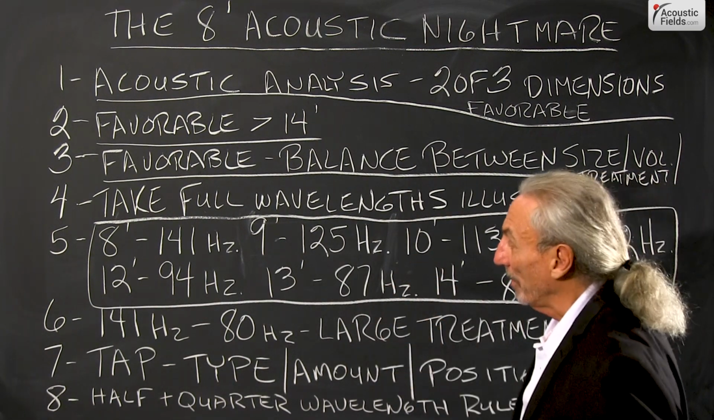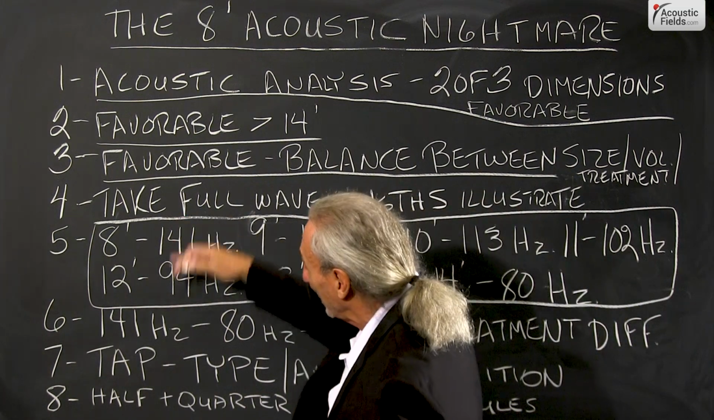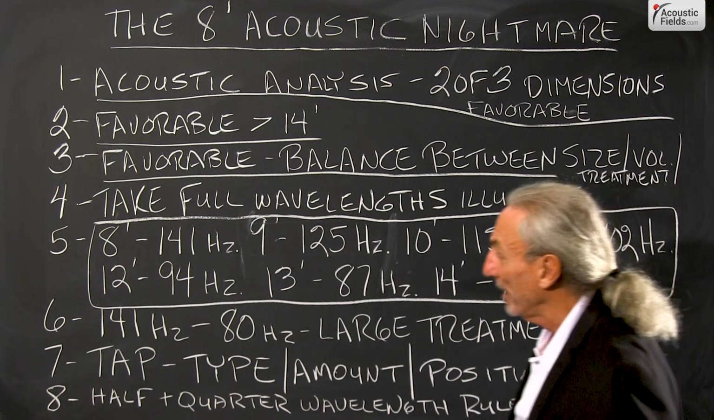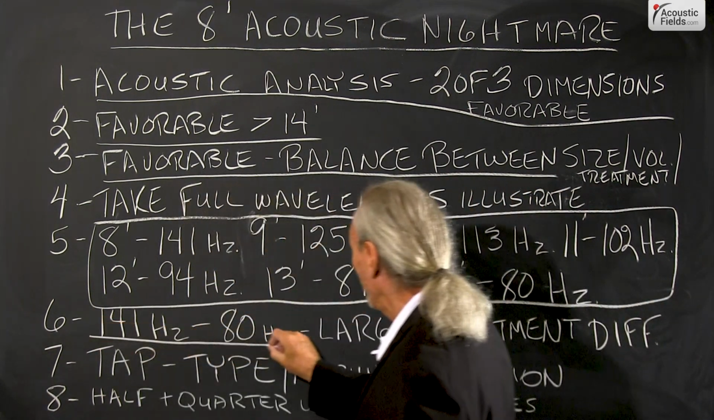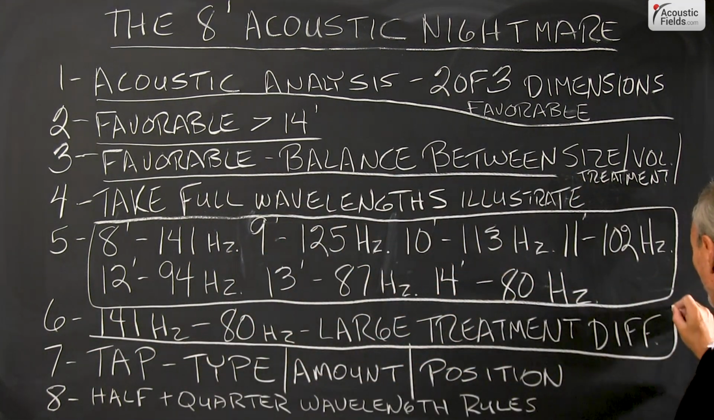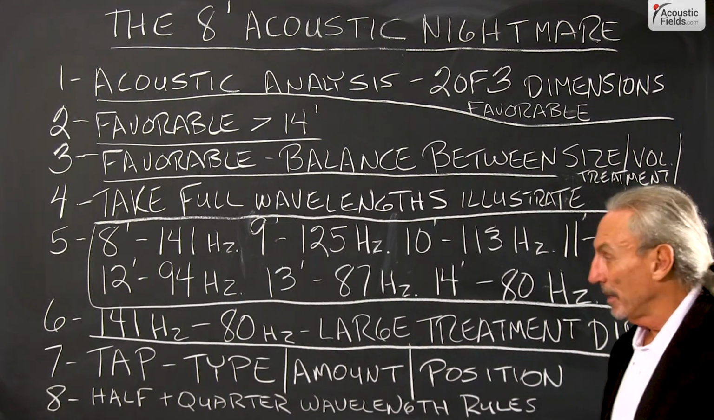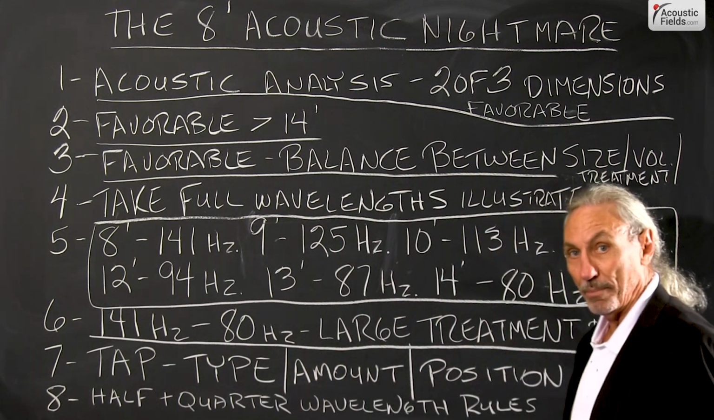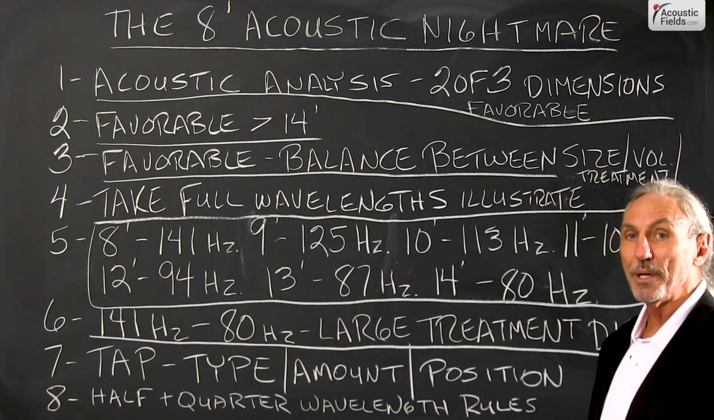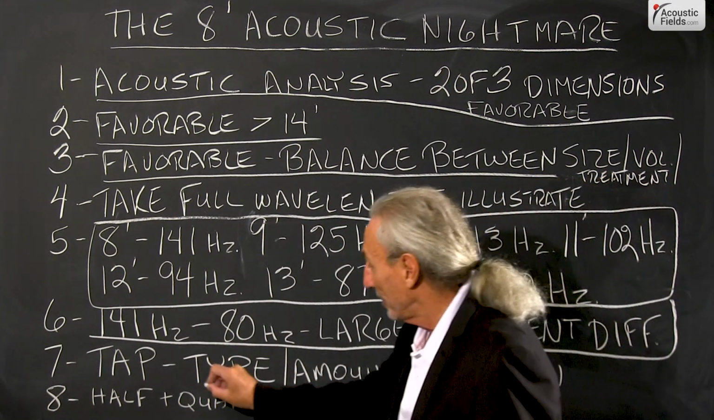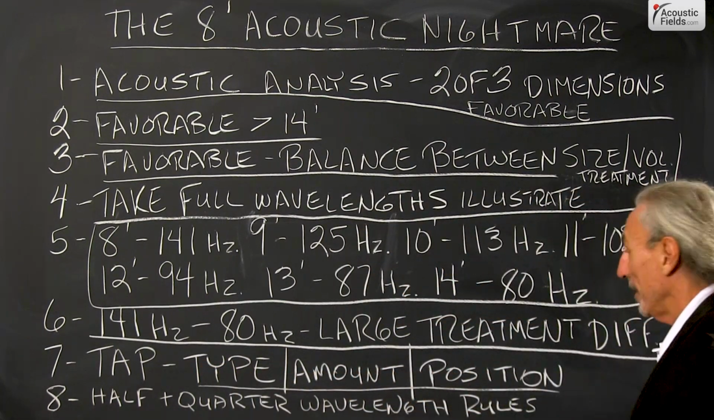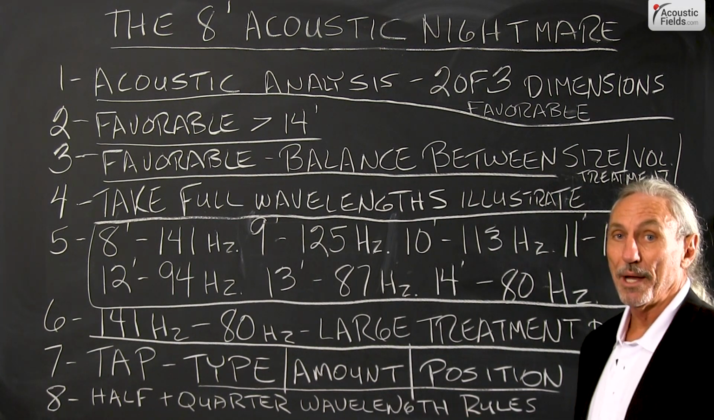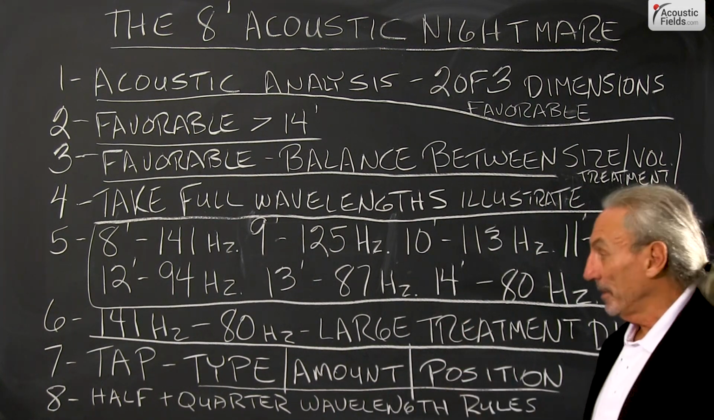Now, what does this mean? Well, it just means that everything below these numbers must be treated, okay? And our range is 141 to 80 cycles, so there's a large treatment difference between a 141 cycle problem and an 80 cycle problem. So the more distance we can give ourselves, the less material we're going to use, and the less space we're going to take up in the room. So the higher the ceiling, the better.